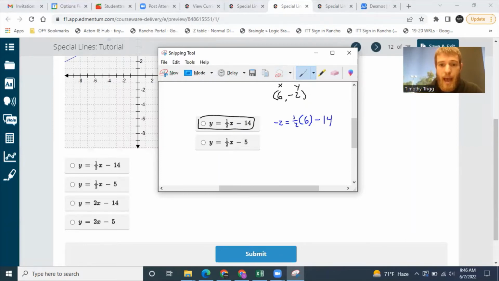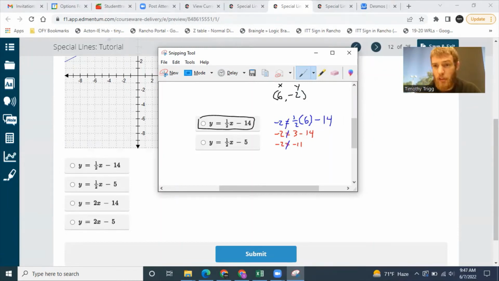Well, what's half of 6? Remember, I've talked about how to multiply a whole number times a fraction many times, but basically you take the whole number, multiply by the top, then divide by the bottom. So 6 times 1 is 6. 6 divided by 2 is 3. So this becomes -2 equals, and this becomes 3 minus 14, which is -11. Are these actually equal? Well, no, these are not equal.